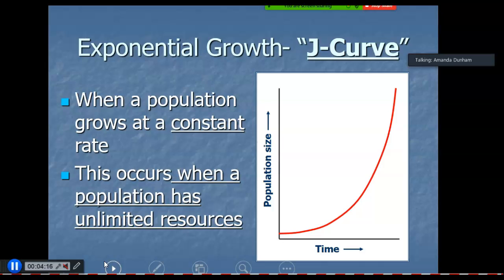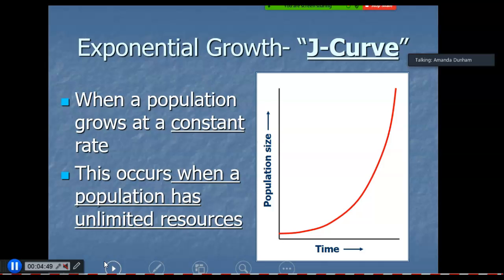Another interesting fact, the spread of the coronavirus had that J-shaped curve at first. Now we're starting to see it have more of what we'll call logistic growth, and now we're going to see a steep decline. So all populations start off with this J curve or exponential growth, and that's when it's growing at a constant rate.